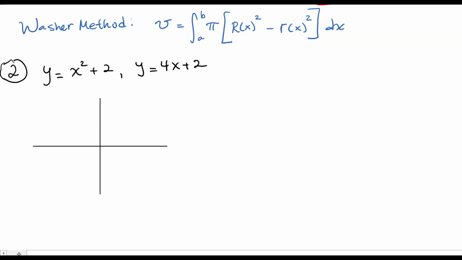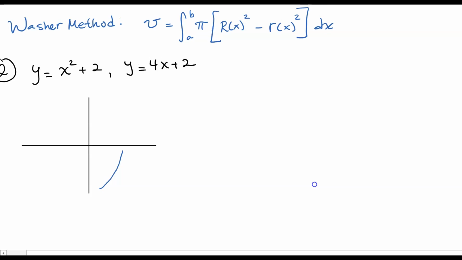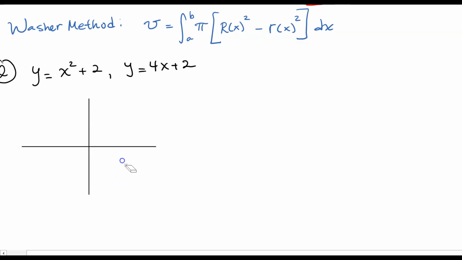So again, we're still revolving or rotating about the x-axis. So let's go ahead and take a look at the graphs here. The first one is x squared plus 2. And so this one is a parabola. It's shifted up 2 units. And let me adjust that a little bit. I don't know how it jumped. Okay, let's see. It looks something like this. Maybe that's not the best picture there.